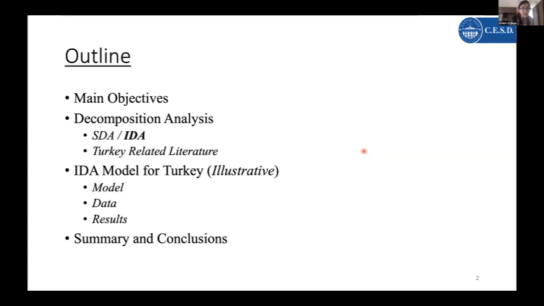The outline of the presentation is like this. I will first present the objective of this small part, and also give brief information about decomposition analysis with a focus on index decomposition analysis. I will also present an illustrative model for Turkey. The last part will be the summary and the conclusions.